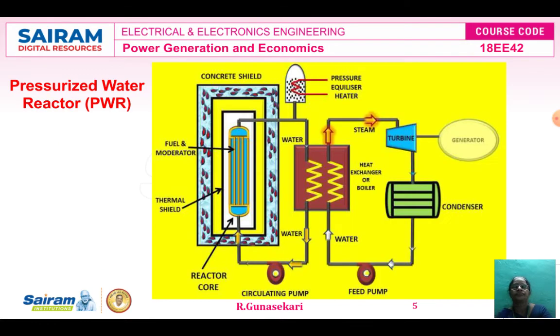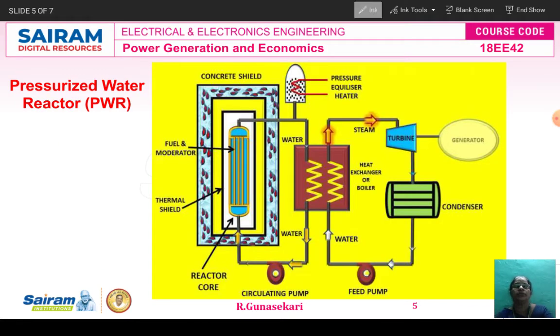Now you see the circuit diagram. We already studied the components of the pressurized water reactor and then the working function. Now you see the circuit diagram. I told you there is a primary circuit and a secondary circuit. So see, this is the nuclear reactor core. This is the thermal shielding. This is the fuel and moderator, the yellow colored vertical line.